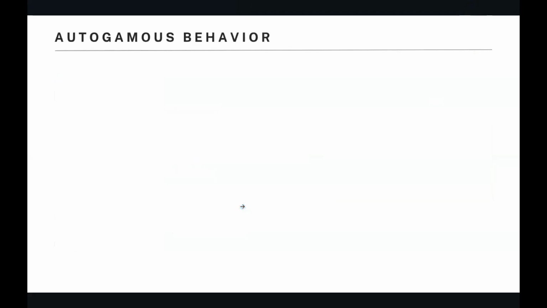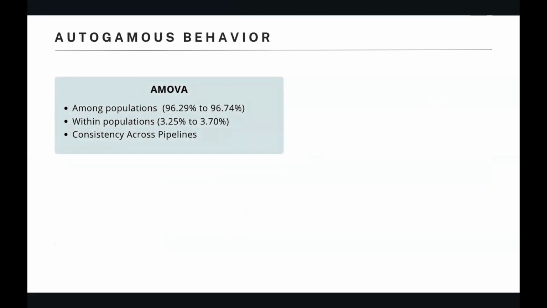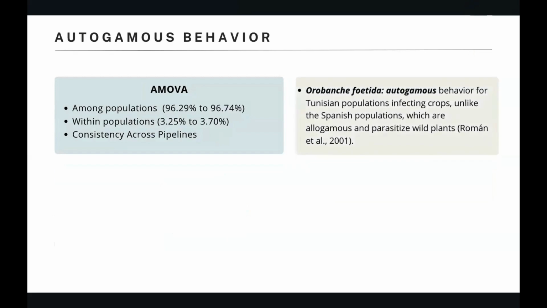Next, we focused on the analysis of molecular variance, which revealed that 96% of the genetic variation occurred among populations, while only 3% was observed within populations across the three datasets. This suggests an autogamous behavior of Orobanche foetida.